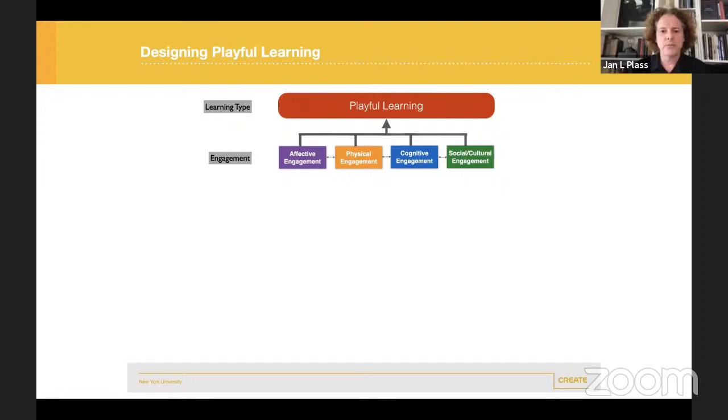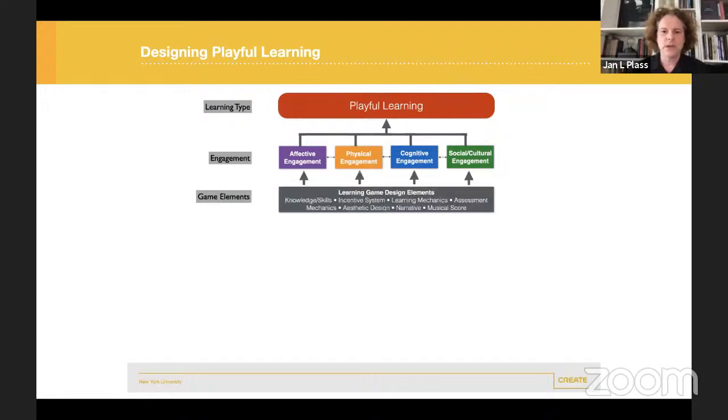And what we can do here is we have different game design elements that support the engagement and the design for engagement in these different elements. So we have the knowledge and skills that go into the game, the incentive systems, the learning mechanics, assessment mechanics, aesthetic design, narrative, musical score.